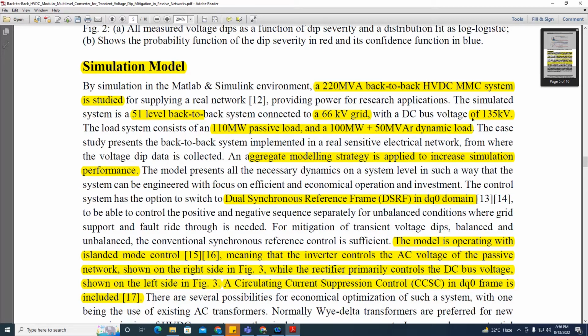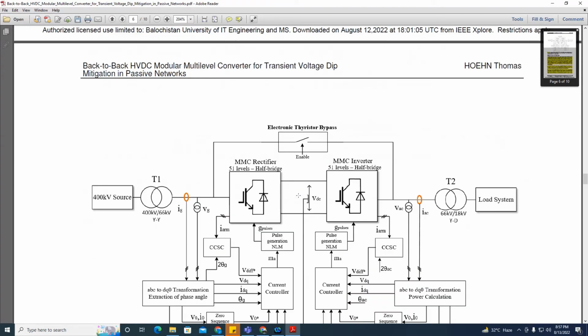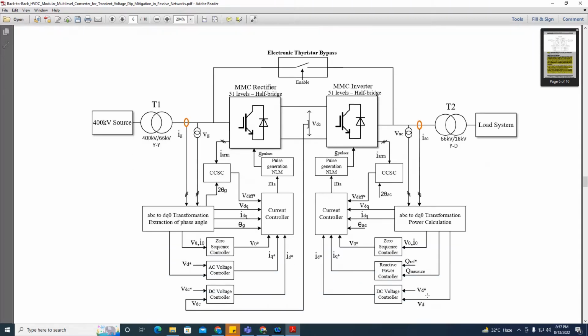The model is operating in island mode control, meaning that the inverter controls the AC voltage of the passive network, shown on the right hand side of figure 3. Here this inverter operates as an AC voltage control. You see, it operates as an AC voltage control.